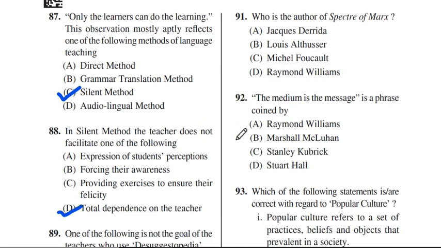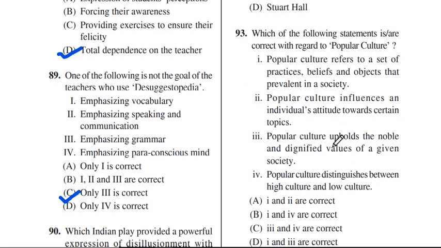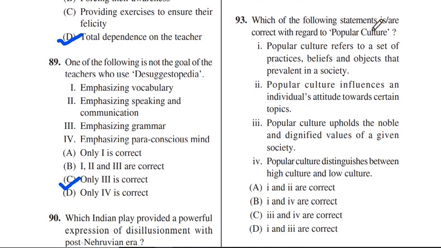So the next one is question number 91. Who is the author of Specters of Marx? Jacques Derrida. Next, question number 92. The medium is the message is a phrase coined by Marshall McLuhan. Question number 93. Which of the following statements are correct with regard to popular culture? 1 and 2 are correct.